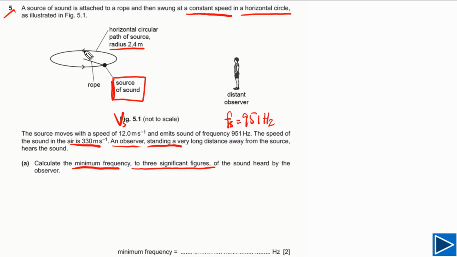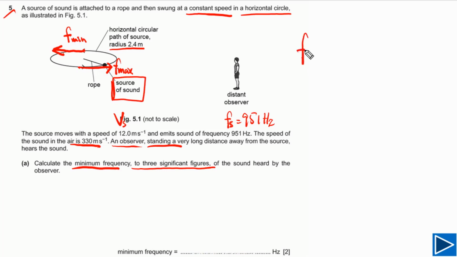First of all, let's try to understand when the frequency is minimum. Frequency is minimum when the source is directly moving away from the listener. So here the frequency will be minimum, and the frequency heard by the listener will be maximum when the source is moving directly towards the listener. Directly is very important. When directly moving away, the frequency will be minimum. When directly moving towards the listener, the frequency heard by the listener will be maximum.